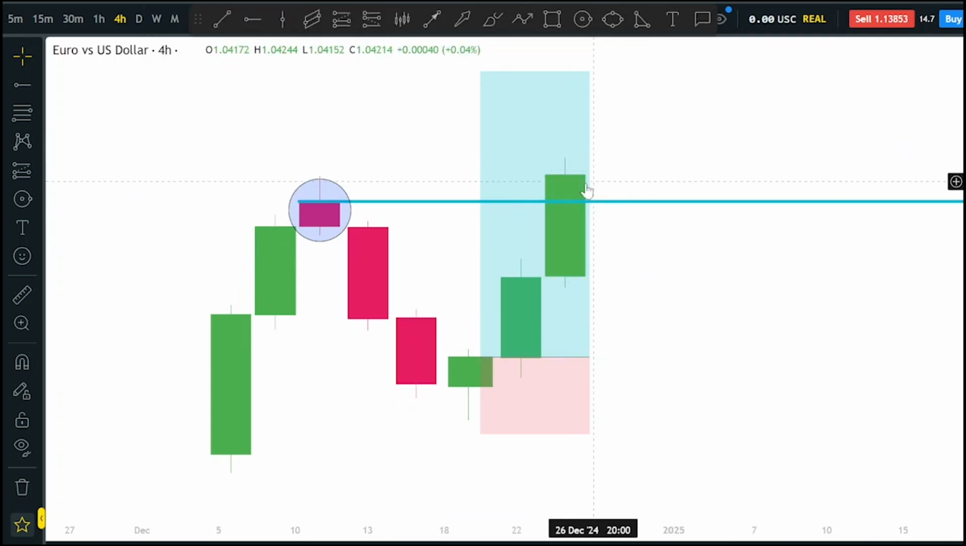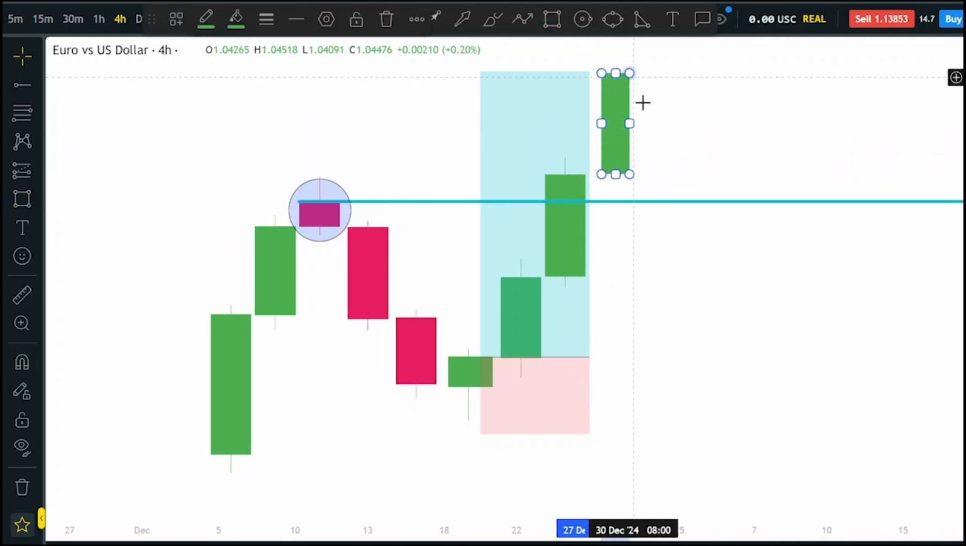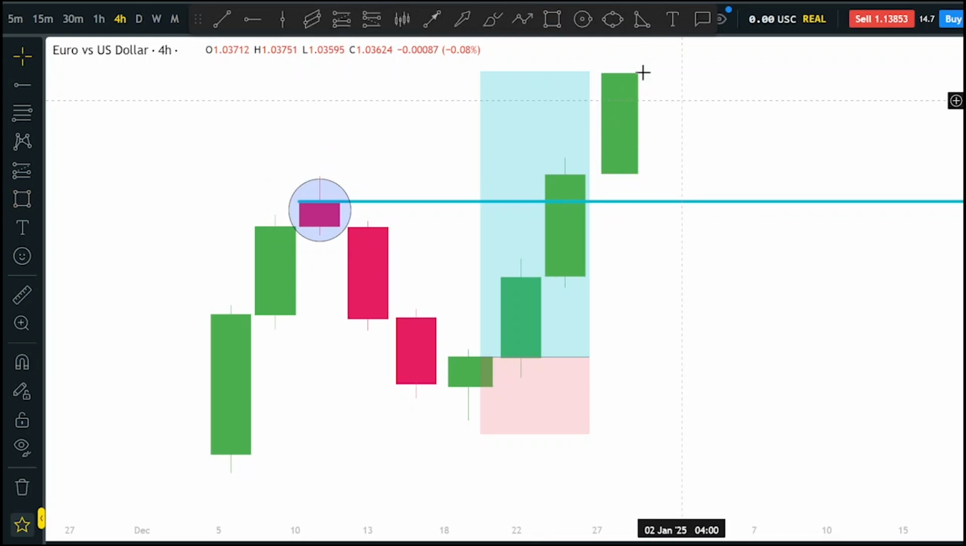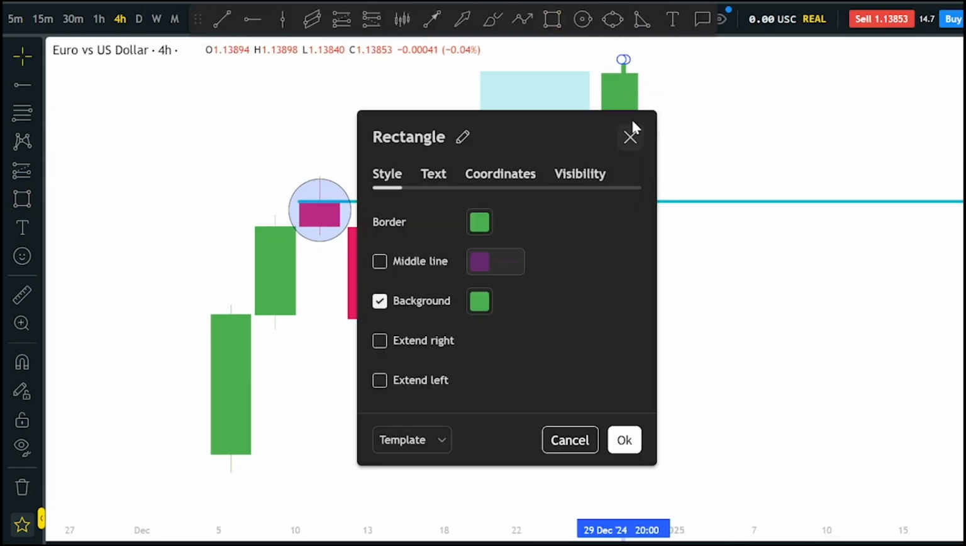So when we break above this area, and after that we close above that area, that's where we're going to be confirming that there is a high probability for the market to continue moving up. Even the next candles are going to be bullish. Okay, that's what we need to see in the market.